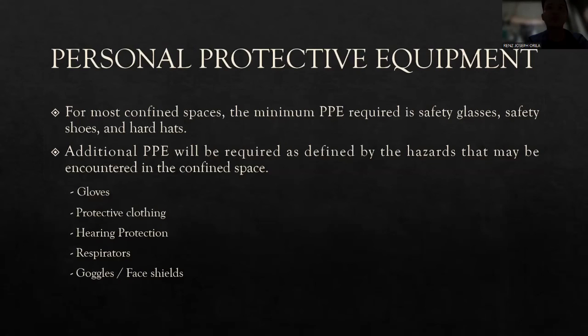Next, personal protective equipment. For most confined spaces, the minimum PPE required is safety glasses, safety shoes, and hard hats or helmets. Additional PPE will be required as defined by the hazards that may be encountered in the confined space, such as gloves, protective clothing, hearing protection, respirators, goggles, or face shields.